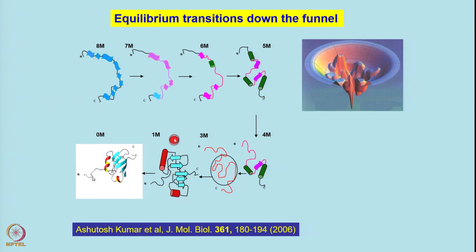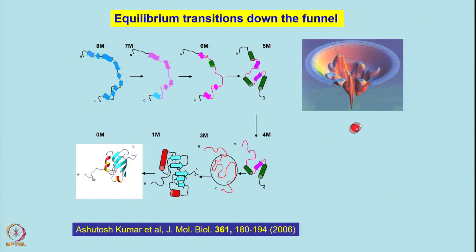So, once this is formed, then of course, you go completely to 0 molar, and you have this sort of structure which is formed. So, this is how you can study the protein folding phenomenon by following the equilibrium transitions. These represent the changes that are happening down the funnel, and it is an average effect. Every residue can follow different pathways, and in every molecule you have these changes happening in different ways, but what you see is the ensemble average. On the ensemble average, what you are seeing is what is reflected in this way.